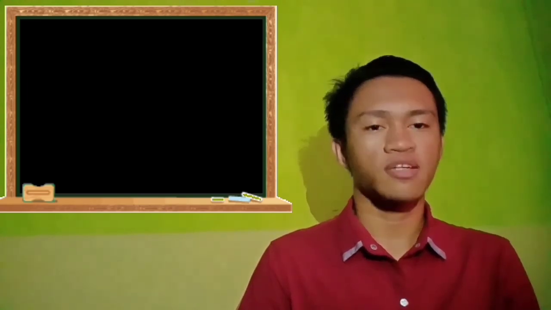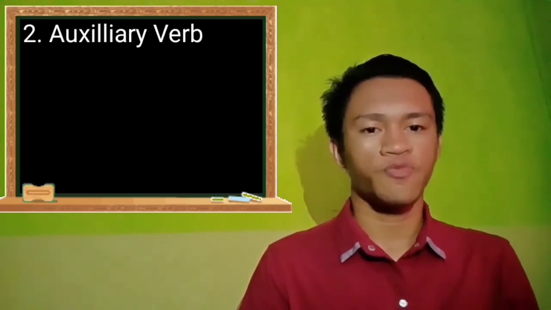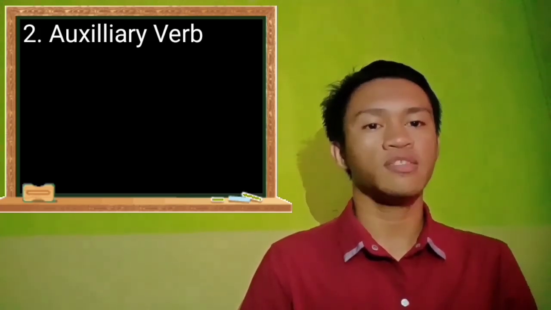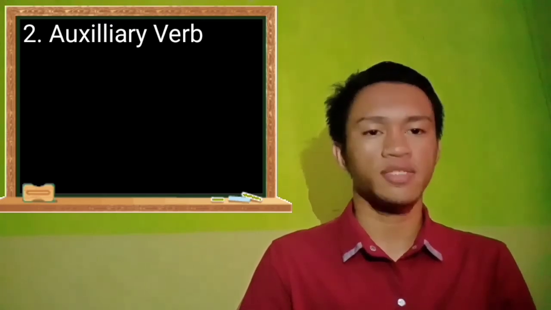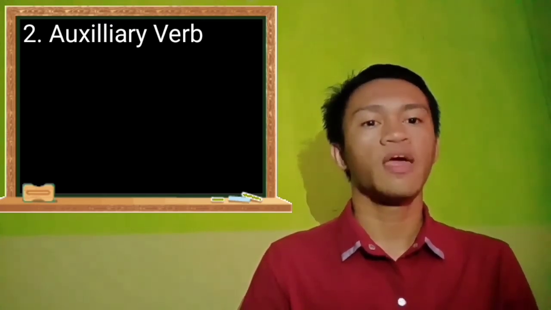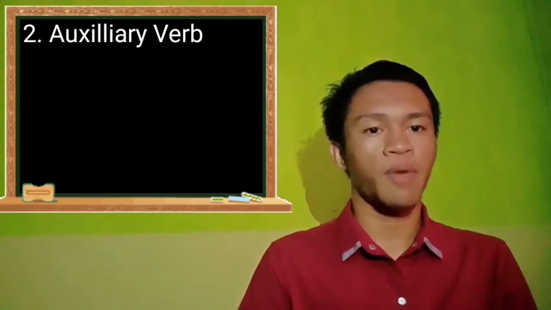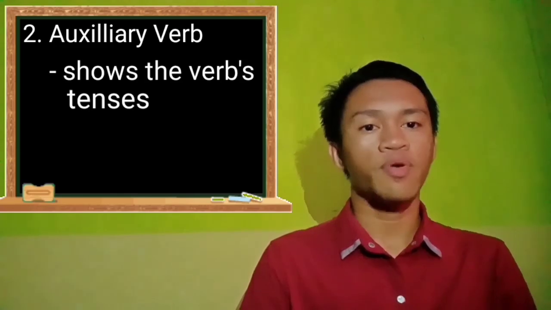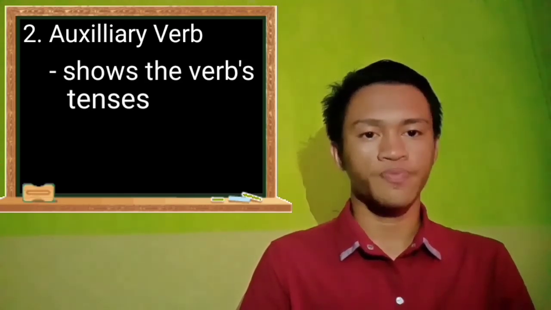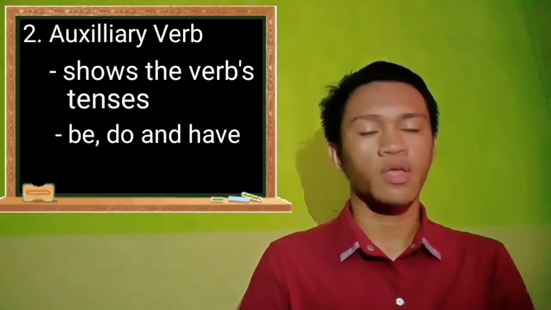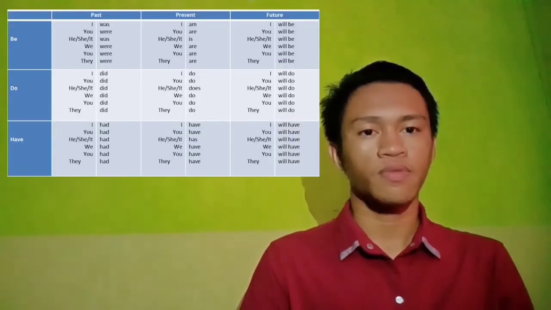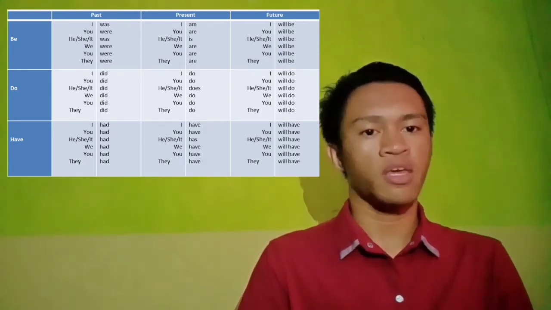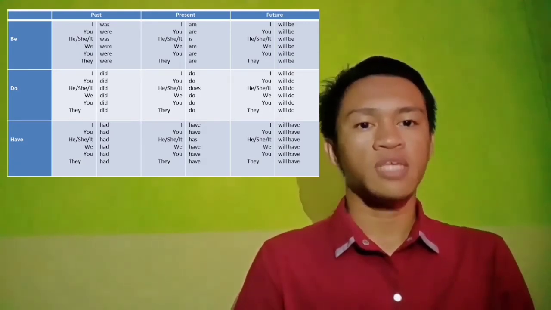Now let's move to the second material, auxiliary verb. So auxiliary verb or helping verb is a verb that just gives us a bit of information about when things happen. Or we can say that the auxiliary verb is used together with the main verb to show the verb's tenses. In English grammar, there are 3 primary auxiliaries: be, do, and have. We can see at the picture. All of these 3 primary auxiliaries have their different forms in each present tense, past tense, and future tense.